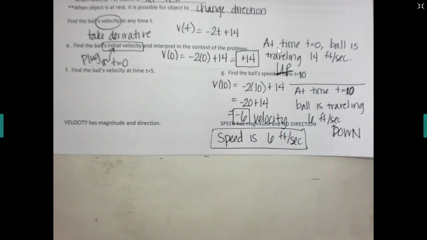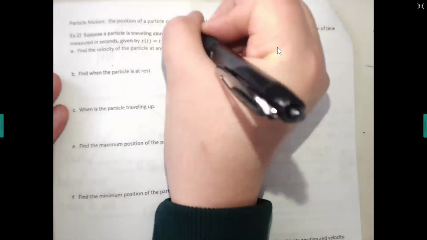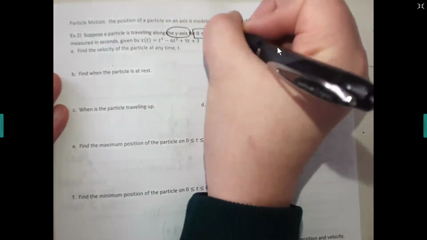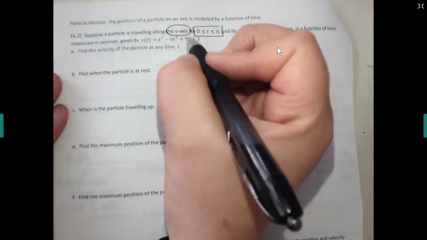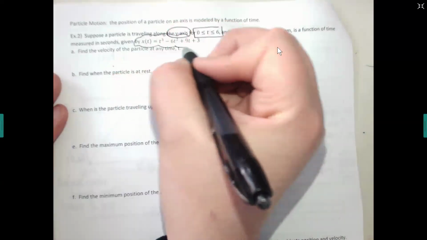All right, so typically on the AP test, they're not going to give you any like throw up, throw down type of problems because you can use like physics equations to solve them. So typically they're just going to give you like a scenario. So here it says we have a particle traveling along the y-axis from 0 to 6. And then it gives us its position equation right here. Okay, so part A says find the velocity.